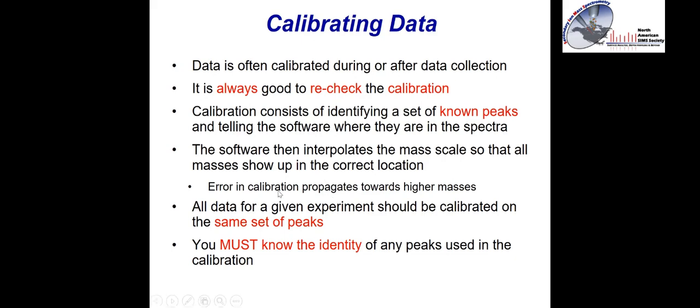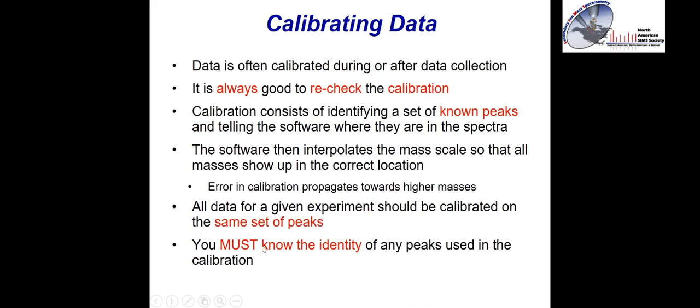There's always going to be an error in this calibration, and the error will get higher as you go to higher masses. So it helps adding a higher mass peak. I'll talk about this a little bit more in a subsequent slide, but if you can add higher mass peaks, it improves the calibration on the high mass end of your spectrum. But whenever you're doing an experiment, it's recommended that you calibrate the data on the same set of peaks for a given experiment so that you have a consistent calibration.